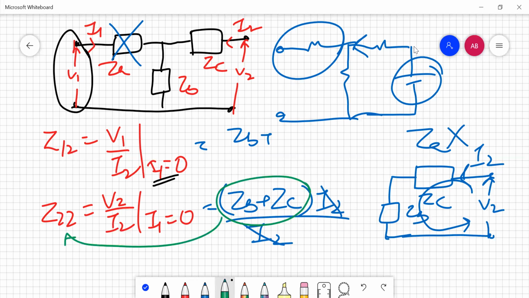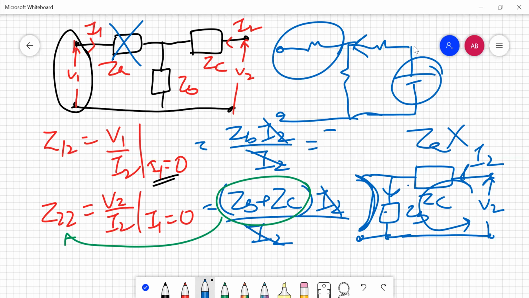So now we have to calculate the value of V1. Similarly, as we did in the previous case, V1 will be equal to the voltage drop across this ZB, and the current flowing through this is I2 only. So this will make it ZB into I2 divided by I2, which will give me the value of ZB. And for a cross check, it is always the case that your Z12 will be equal to Z21.